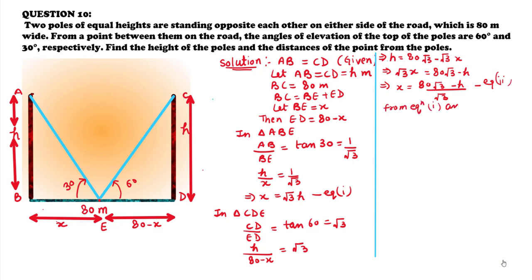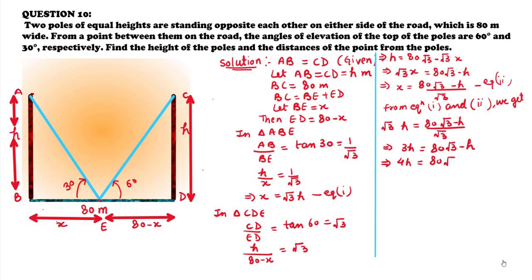So from equation 1 and 2, we get both are the values of x. So they both will be equal. So we'll equate them. Root 3h is equal to 80 root 3 minus h upon root 3. So that implies 3h is equal to 80 root 3 minus h. That implies 4h is equal to 80 root 3. That implies h is equal to 80 root 3 upon 4. That is equal to 20 root 3.